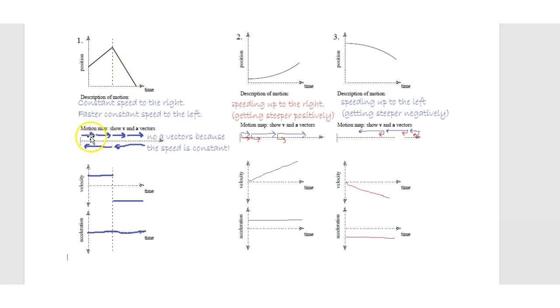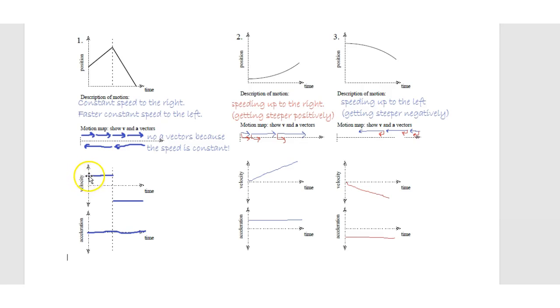Here I tried my best to draw some arrows of the same size moving to the right, and then arrows that are bigger moving to the left. Please remember that you do not need acceleration vectors when your speed is constant. For your velocity, when you have a constant speed, that means your velocity doesn't change.